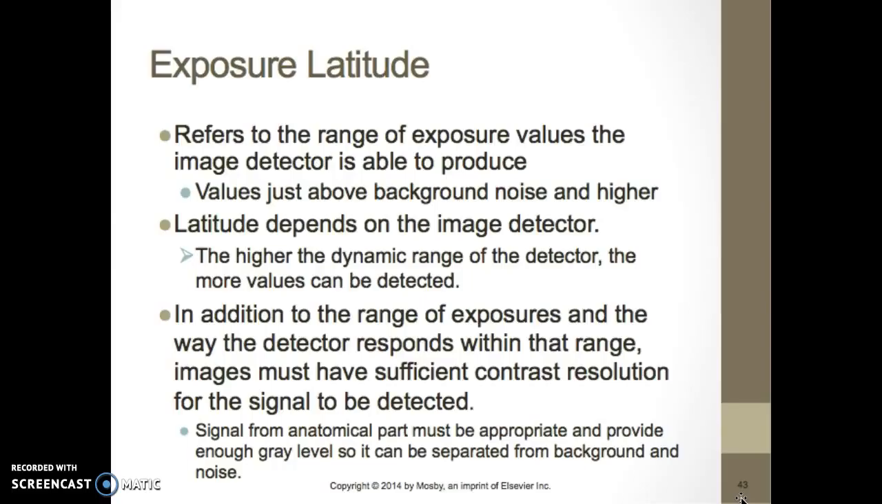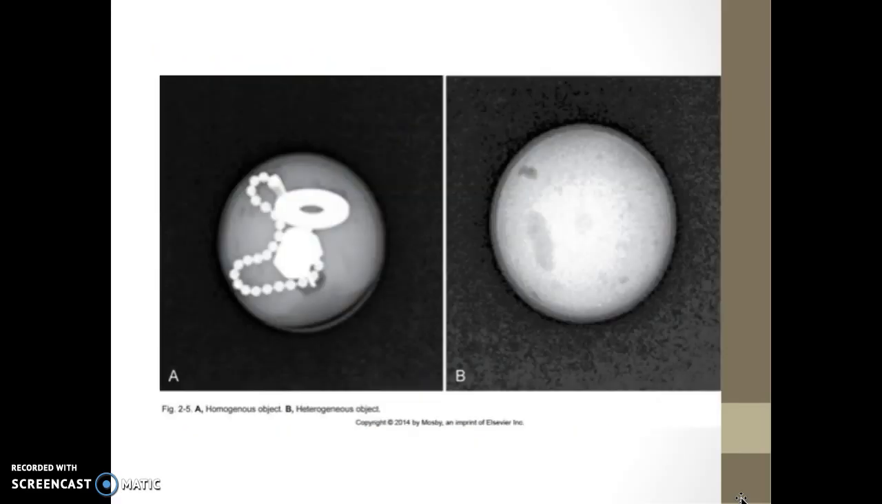In addition to the range of exposures and the way the detector responds within a range, images must have sufficient contrast resolution for the signal to be detected. The signal from an anatomical part must provide enough gray levels so it can be separated from background noise. As you can see here, this is high contrast, so you can see the object and it's different from the background, whereas this is homogeneous, so it blends right in with the background and you can't see the difference.